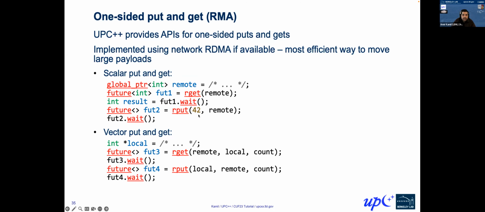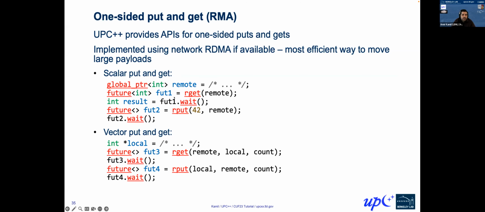Now we also have puts. The scalar version, we specify the actual data value that we want to send over to some potentially remote location directly as part of the rput call. Okay, so we provide the rput, the data value, and then the global pointer where we want that data value to be placed. And here we're not getting back a value as a result, but what we get back is a future that represents whether or not that put has completed. Okay, so if at some later point in time we want to make sure the put has completed, then we can wait on that future to be certain of that.